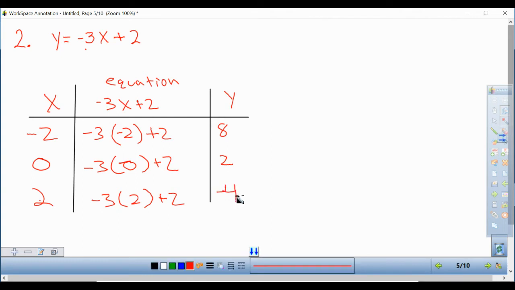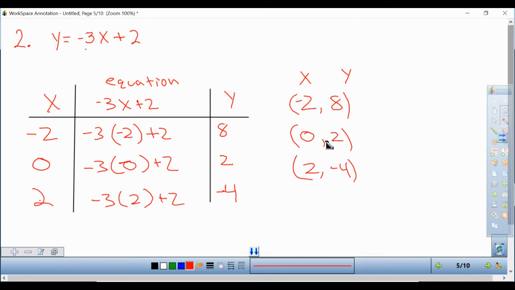So my points, or the coordinates: when X is negative 2, Y is 8. When X is 0, Y is 2. And when X is 2, Y is negative 4. These are my coordinates, which I will now graph on the coordinate plane.